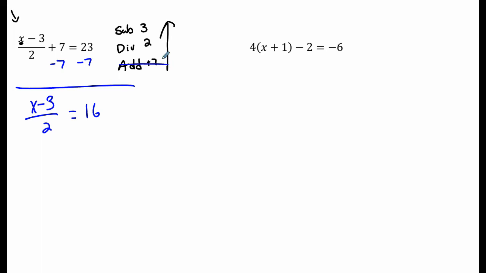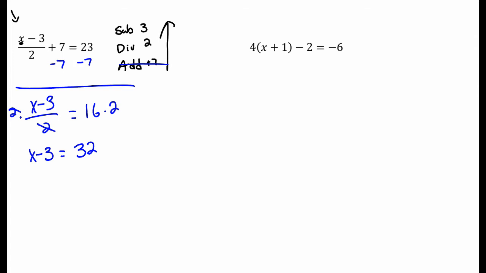Well, I got rid of the add 7. Now, how do I undo this division by 2? How do I undo dividing by 2? I multiply both sides by 2. Those divide to 1, and I'm left with x minus 3 equals 32.